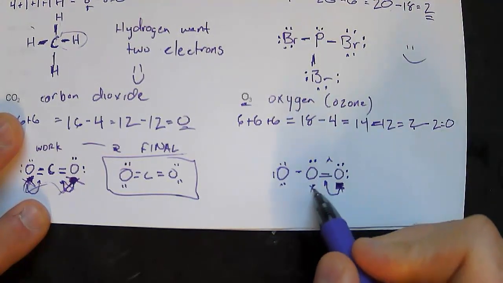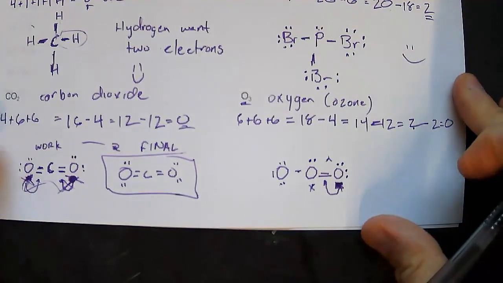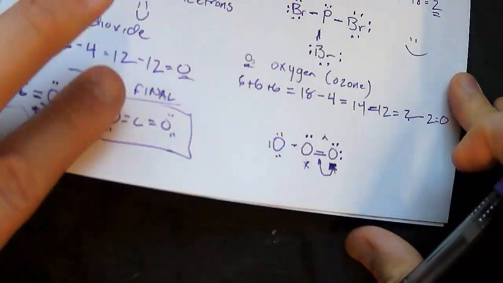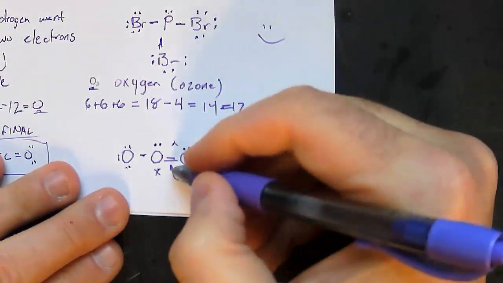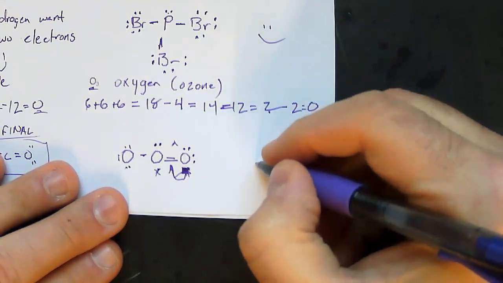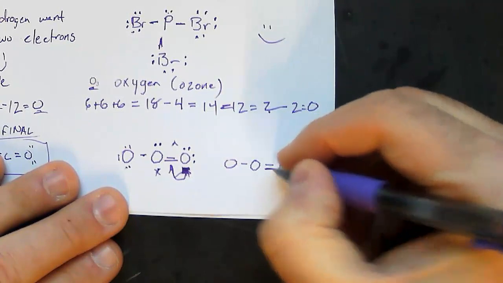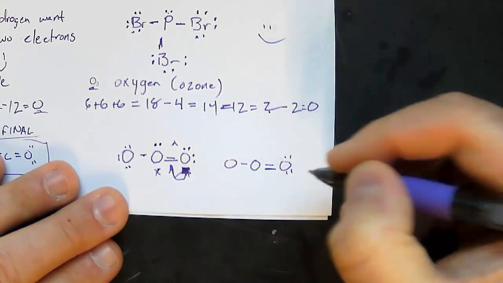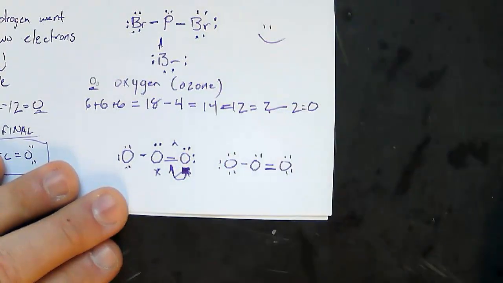To make sure that everybody's clear on the structure of this, I'm going to redraw it because I don't want to show the extra stuff. So I'm going to go O, O, O. I'm going to show the double bond here. I'm going to show the electrons, 1, 2, 3.